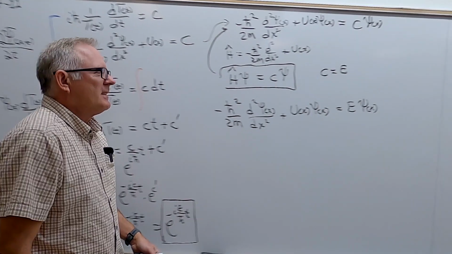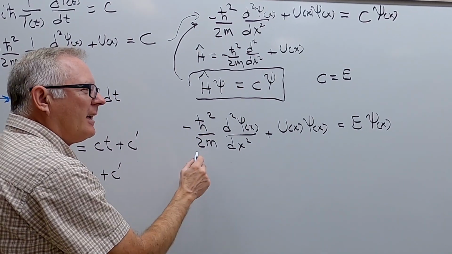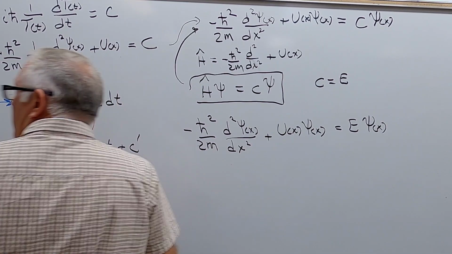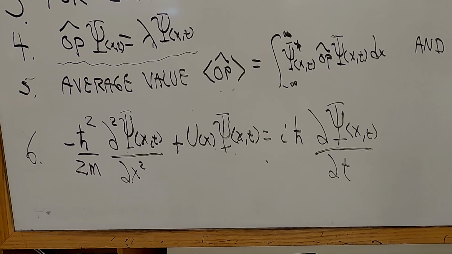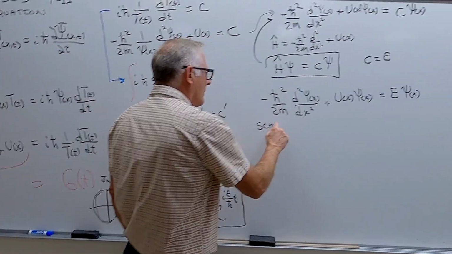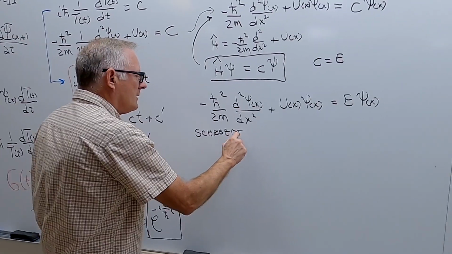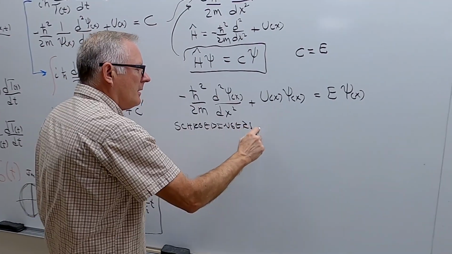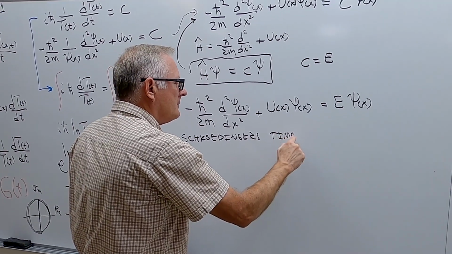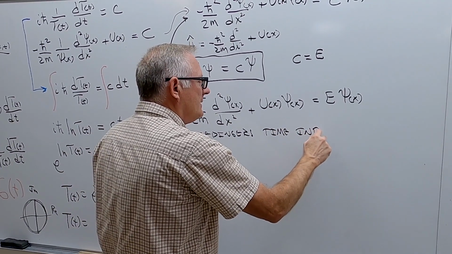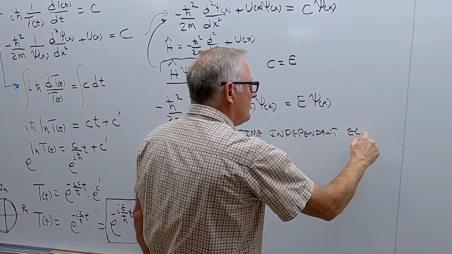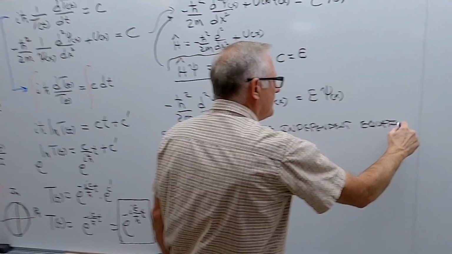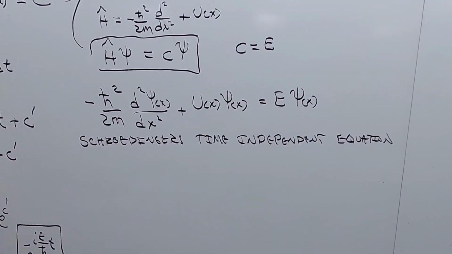Okay, this is called Schrodinger's time-independent equation in one dimension. This one over here was Schrodinger's time-dependent equation, but we pulled the time out. This is what we're going to be using.